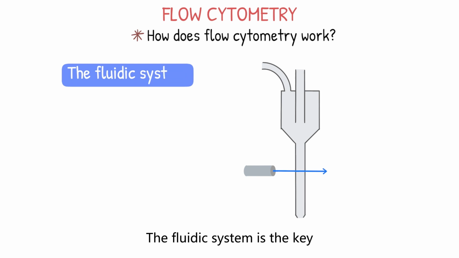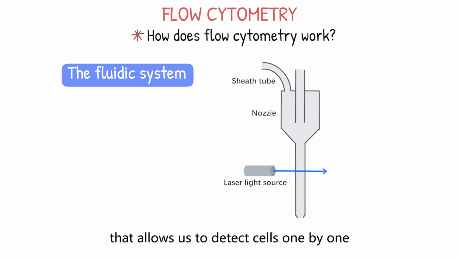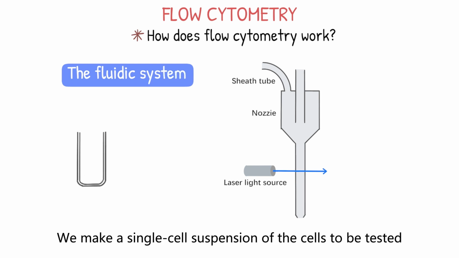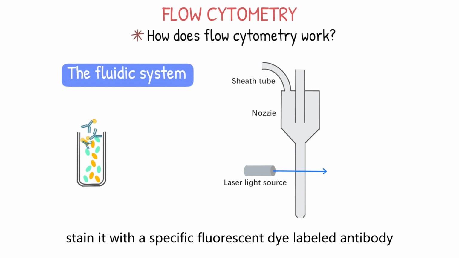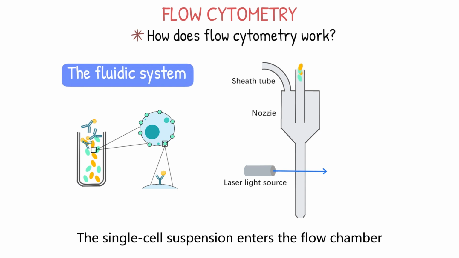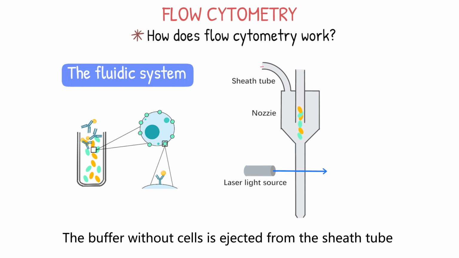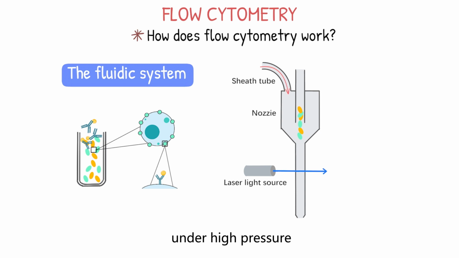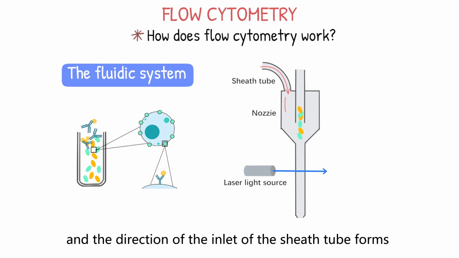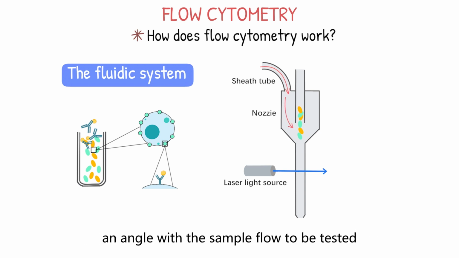The fluidic system is the key that allows us to detect cells one by one. We make a single-cell suspension of the cells to be tested and stain it with a specific fluorescent dye labeled antibody. The single-cell suspension enters the flow chamber under the pressure of a constant gas. The buffer without cells is ejected from the sheath tube under high pressure, and the direction of the inlet of the sheath tube forms an angle with the sample flow to be tested.